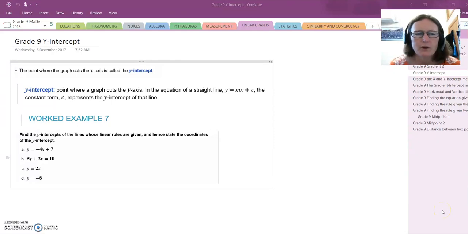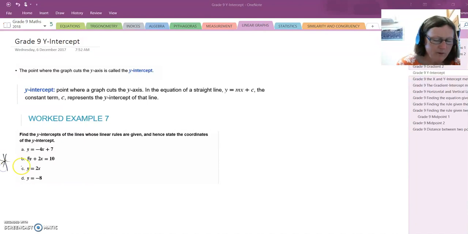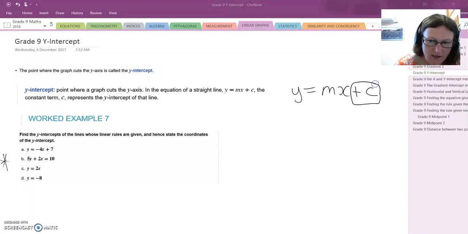Okay, this video looks at the y-intercept. The y-intercept is where the graph cuts the y-axis. From a rule, we can work out the y-intercept without having to sketch that graph. If the equation is in the form y equals mx plus c, this constant term c represents the y-intercept.